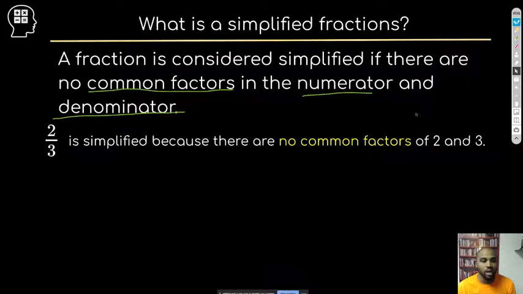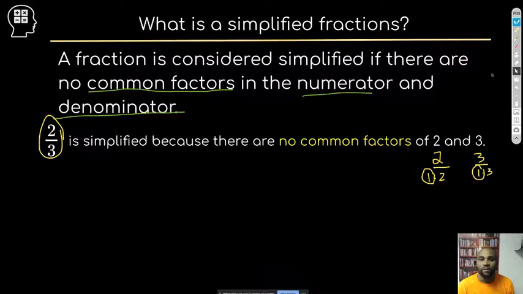So here's an example. 2/3 is a simplified fraction. Why? Because there are no common factors of 2 and 3. There are no common factors. And to reiterate again, if I were to look at 2, the only factors I have for 2 are 1 times 2. The only factors I have for 3 are 1 times 3. There are no other factors. So because of that, the only other factor they have is 1. There's nothing else you can do to simplify that.